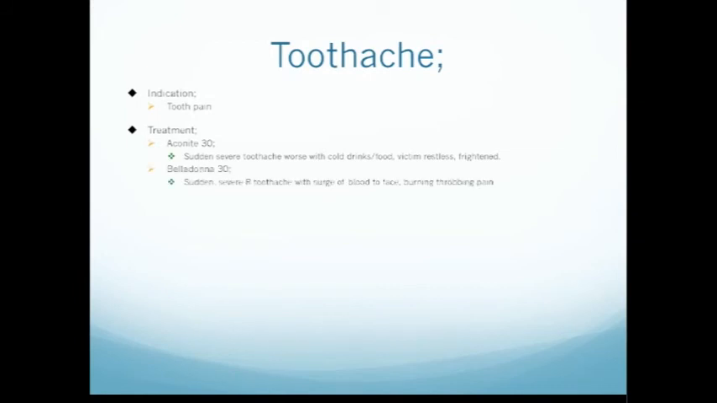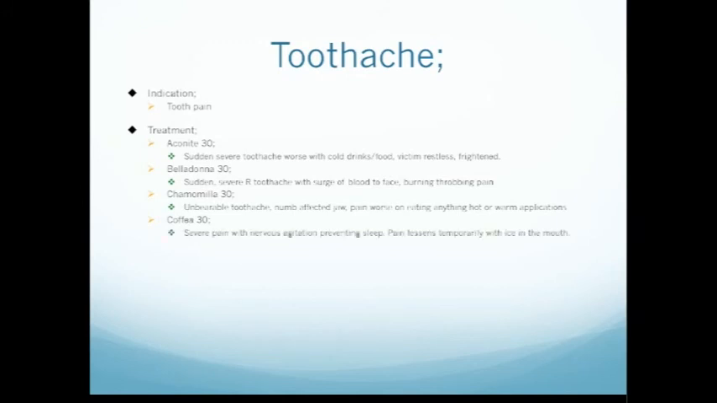Belladonna 30 can be helpful for severe toothache on the right side with surges of blood to the face and burning, throbbing pain. Chamomile 30 can be helpful for an unbearable toothache that has a numb part of the jaw that's affected. The pain may be worse on eating anything hot or warm applications. Coffee 30 can be helpful with severe pain, with nervousness, agitation, preventing sleep. Pain lessens temporarily with ice in the mouth.